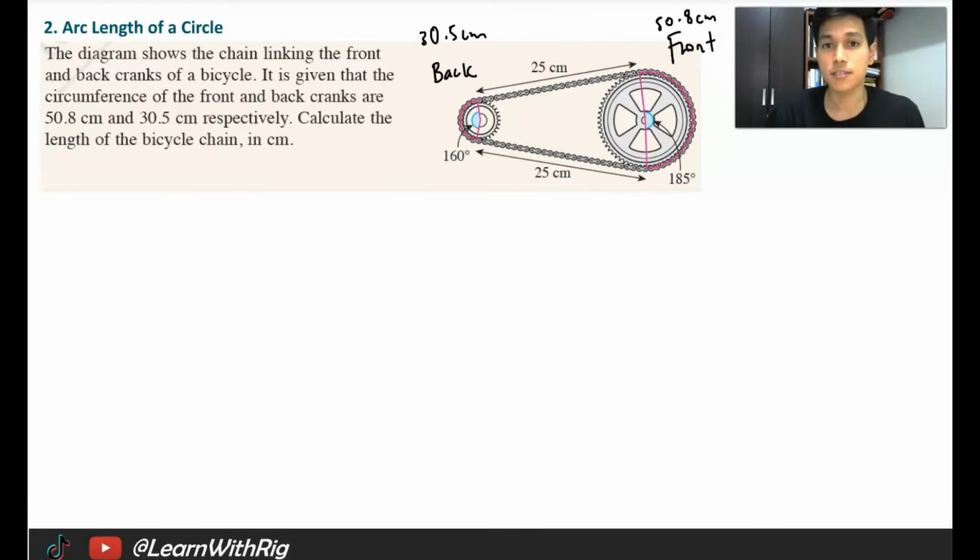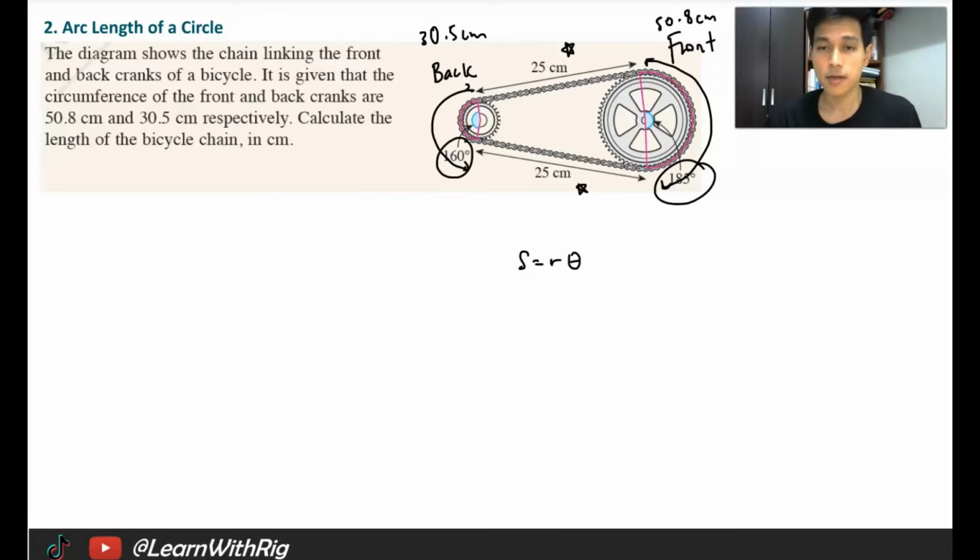So since they gave you the circumference, you can find out the radius. Because if you want to find the perimeter, here you already have the perimeter of these two. Now you need to find this part, this one and this one. So you can use S equals R theta. Theta is given to you there, 160 and 185, but of course you have to change to radian. What is left is your radius. So the only way to find the radius is by using the circumference that they gave you.